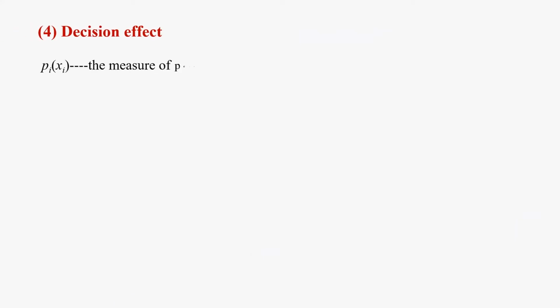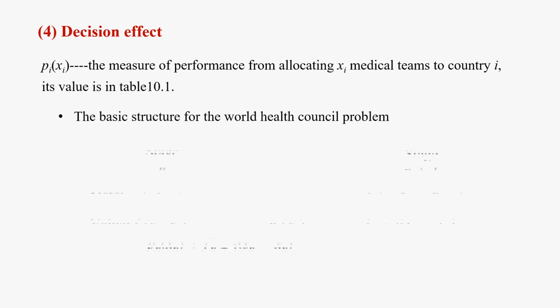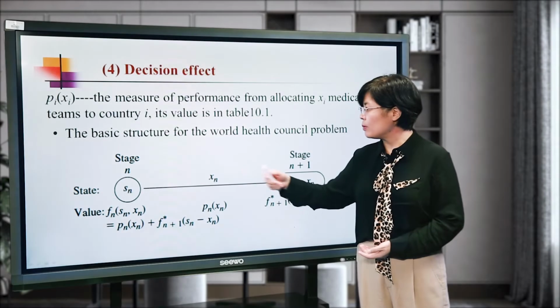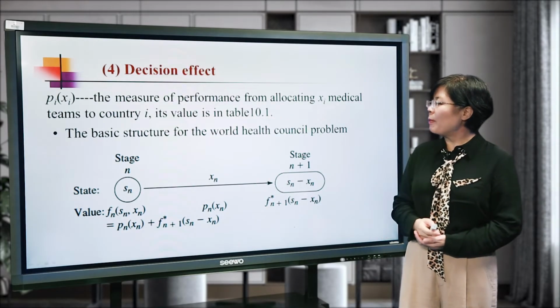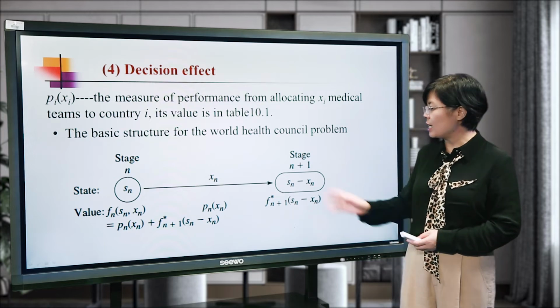P_i(X_i) denotes the decision effect. It is the measure of performance from allocating X_i medical teams to country i. Its value is given in the table, in table 10.1.